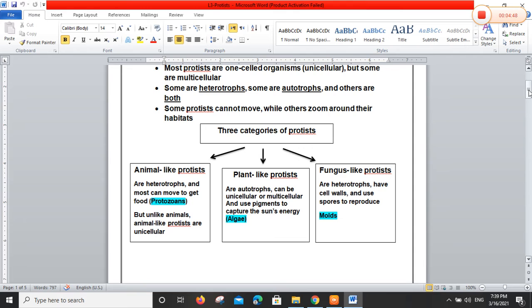All fungi depend on other organisms to get food. Fungi is the plural of fungus: one is a fungus, and the plural is fungi. So all fungi are heterotrophs. Fungus-like protists, the protists that are like fungi, are heterotrophs, have cell walls, and use spores to reproduce. Fungus-like protists equal molds. The phylum, or main group, of fungus-like protists is molds.